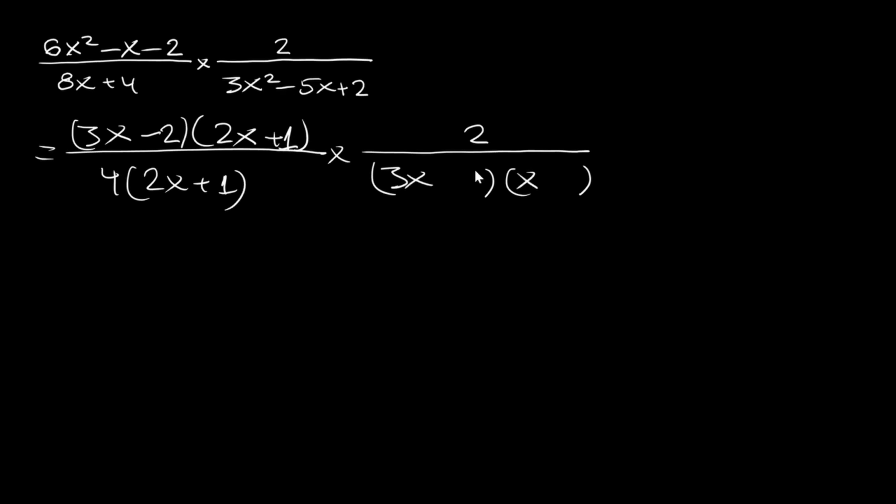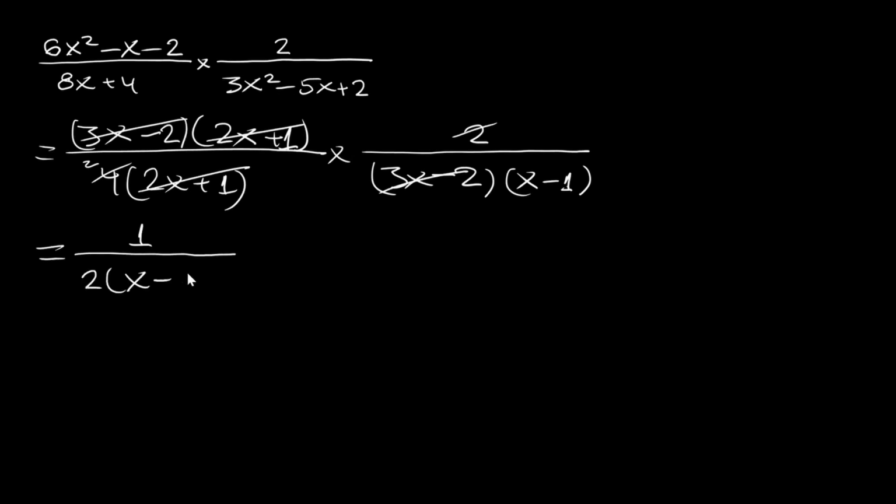Well, we have to write down minus 2 and minus 1 here, because minus 1 times minus 2 is 2. Then we have 3x times minus 1 is minus 3x, and then we have minus 2 more x, which is minus 5x. And what do we get? We have 4 and 2, this becomes 2. And then we have 3x minus 2. Then we have 2x plus 1, and we're left with almost nothing. What remains is 1 here, and then we have 2 times x minus 1.